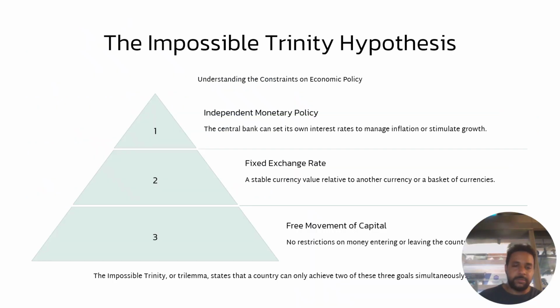Just a basic theory of the impossible trinity hypothesis. We have independent monetary policy, fixed exchange rate, and lastly, free capital movement.